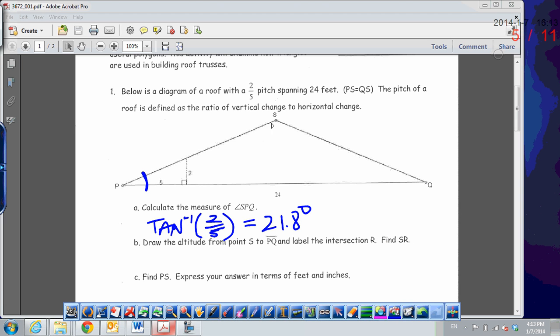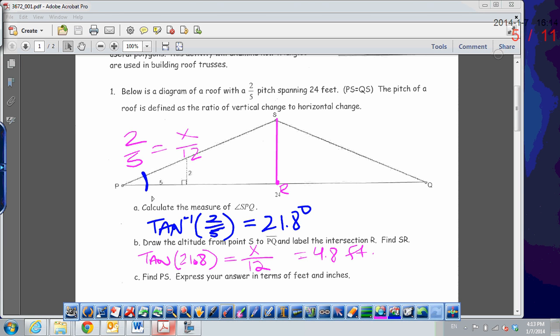The next thing says draw the altitude from S to PQ. So S to PQ, right there, boom. And then it wants us to label this R, and it wants us to find SR. Well, there's two ways to do this. We can do trig: tangent of 21.8 is equal to, I don't know this, but I know half of my distance would be 12. So I multiply 12 times tan 21.8, and I get 4.8 feet. The other way to do it would be a proportion. You could do 2/5 is equal to x over 12, multiply and do all that, and you get your right answer.